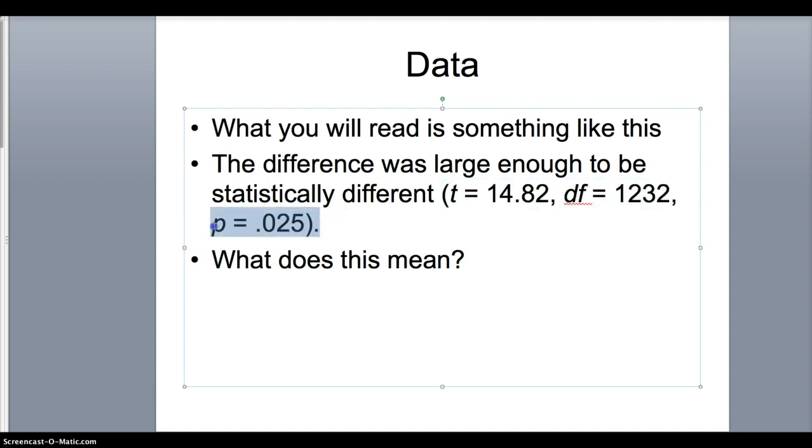If you remember, we want the p-value to be less than 0.05. What that means is that 2.5 times out of 100 we probably made a mistake. Another way to look at that is less than 5 times out of 100 we've made a mistake. So that means 97.5% of the time the difference that we're seeing is because there really is a difference.